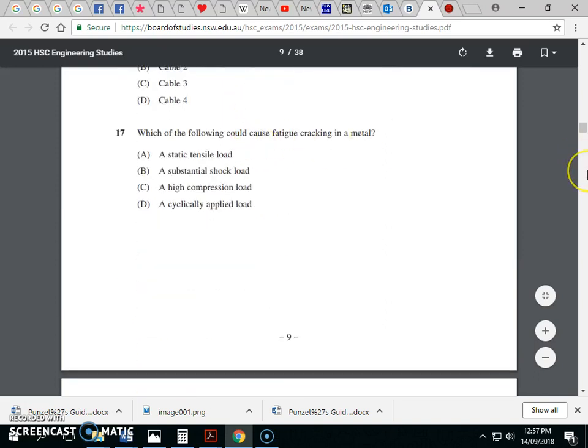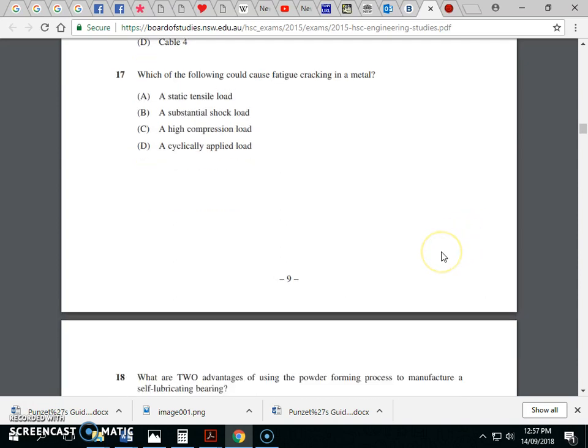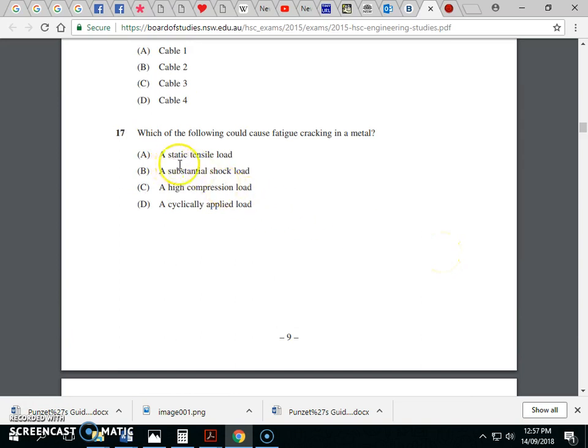Excellent. Okay, which of the following could cause fatigue cracking in a metal? Cyclical applied load. Excellent, that is exactly right. A cyclically applied load. Okay, so a static tensile load just means that there's a constant tension in the object. Necking is when we increase the load past its ultimate tensile strength, and it will start necking. But if we had a chain, for instance, that was constantly under tension, it constantly had a weight on it, that's not going to cause cracking, right?